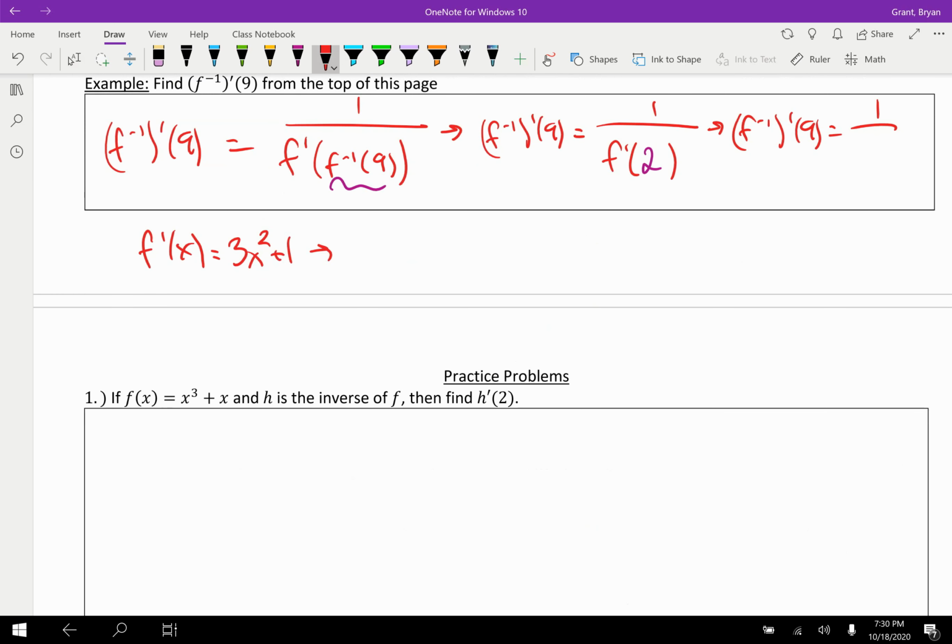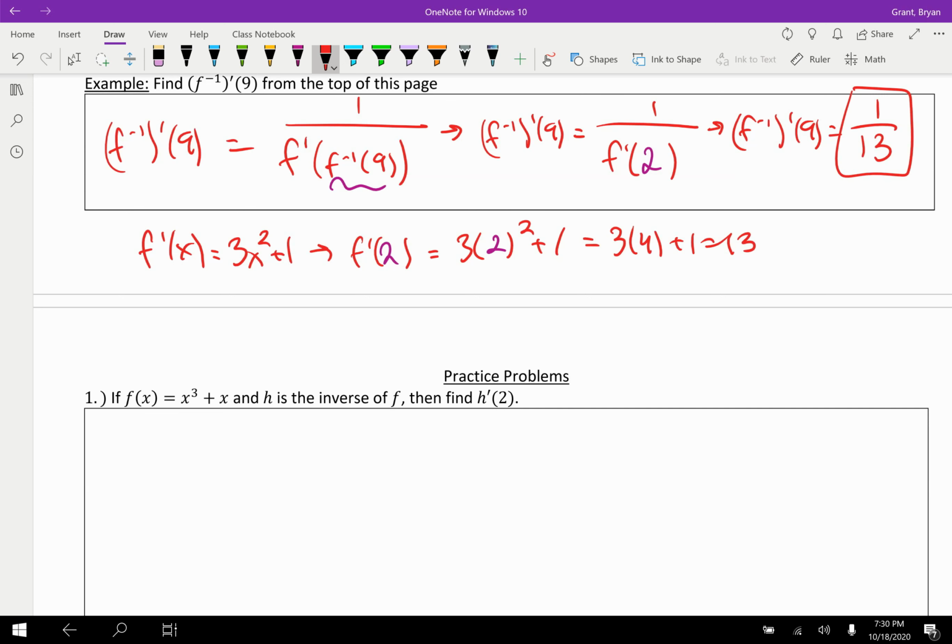And so if we're looking for f inverse prime of 9, we evaluate f prime of 2. Let's see, f prime of 2. Awesome. And we'll just do this little run-on math sentence here. It looks like 12 plus 1 is 13, and so we get 1/13. F inverse prime of 9 is 1/13.